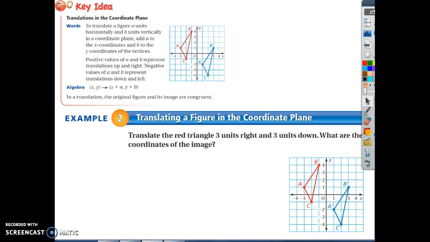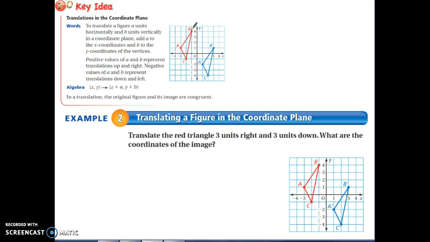We can also translate in a coordinate plane. We simply move each point in a figure according to the directions that they would like us to translate. For example, we can move 3 units down, 2 units up, or we can move 2 units to the left and 1 unit down. All we are going to do is pick up each point in our shape and translate it according to the direction.